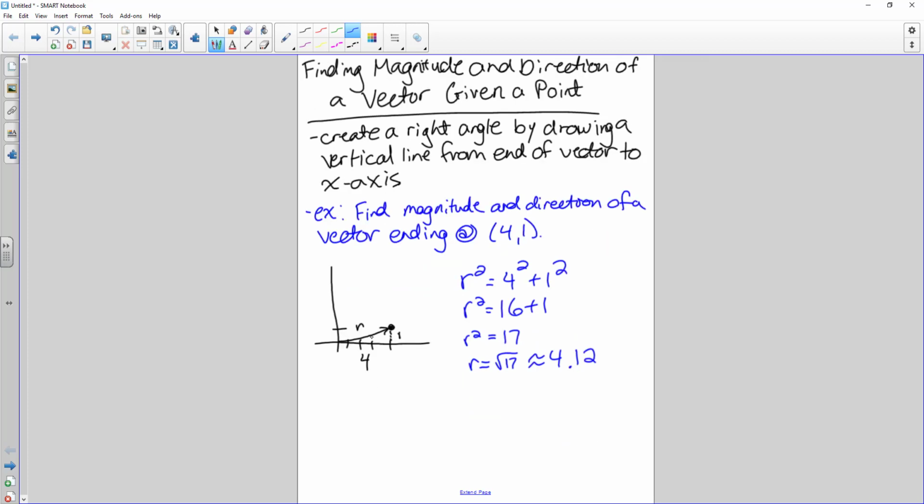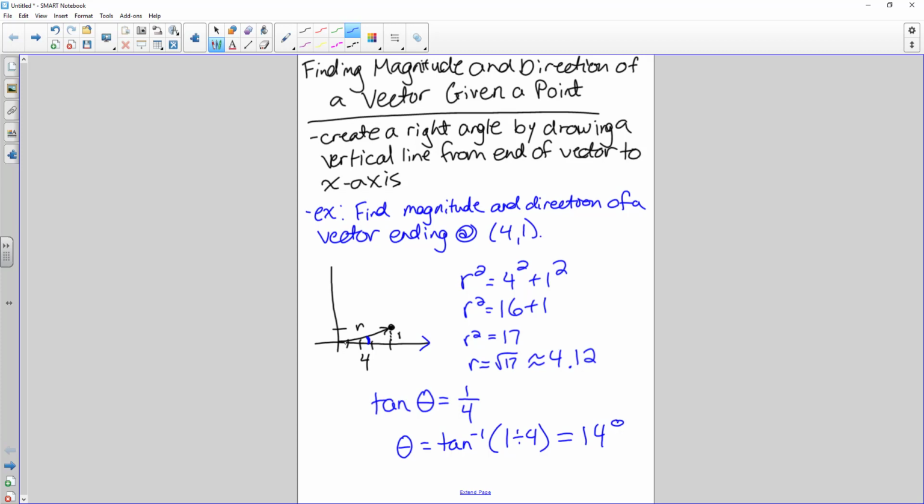Okay, so now to find the angle, I'm looking for this angle right here, the direction, because straight to the right is 0 degrees, so the direction is going to be that angle to get up to the vector. I should be able to use tangent of my angle, theta, is opposite over adjacent. So my opposite side is 1, my adjacent side is 4. So when I do tangent inverse of 1 divided by 4, I get about 14 degrees, which looks reasonable. It looks like a pretty small angle. So that is my magnitude and direction.